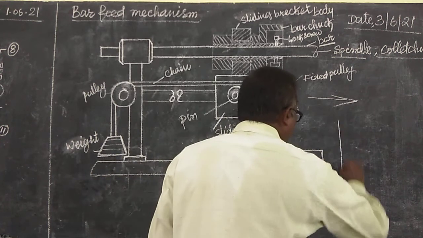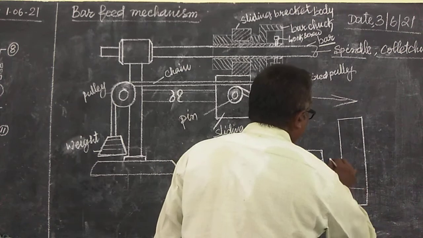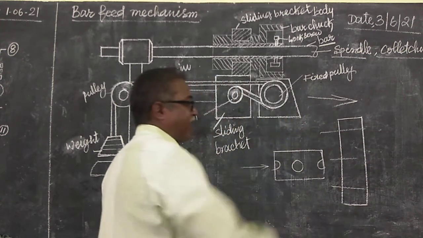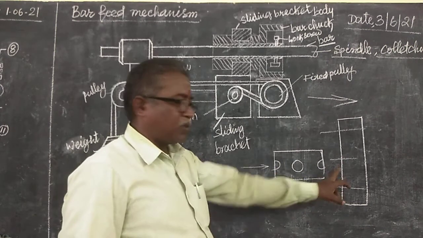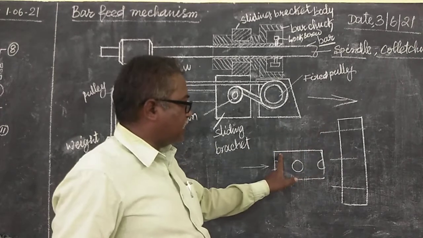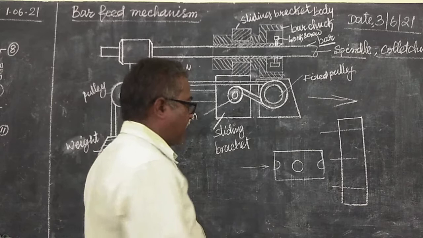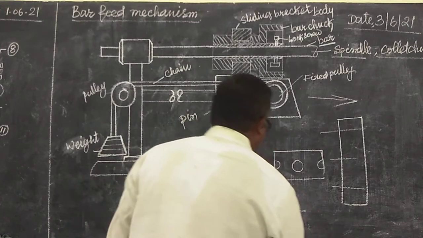Sometimes the turret head will be like this. Here are the 6 tools: 1, 2, 3, and another 3 on the back side. This is another model that will be rotated like this. It is hexagonal. This one is circular. Then there is another one, that is angular. This is a base.